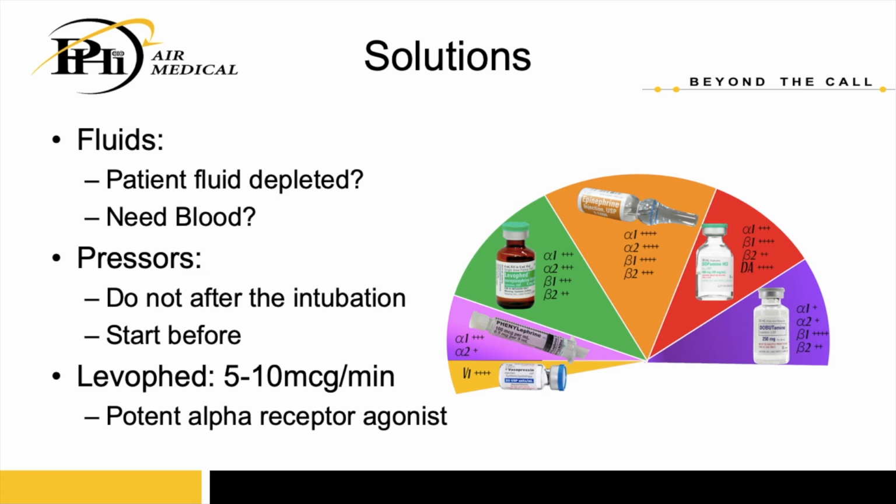A typical pressor that you may see in the field would be Levophed or norepinephrine. It has mainly alpha, but a little bit of beta effects, so you may see a very small increase in their heart rate, but you'll see a pretty good increase in their blood pressure. It's a very potent alpha agonist, and we do typical starting doses anywhere from 5 to 10 micrograms per minute. You take 4 milligrams and mix it in a 250 milliliter bag.